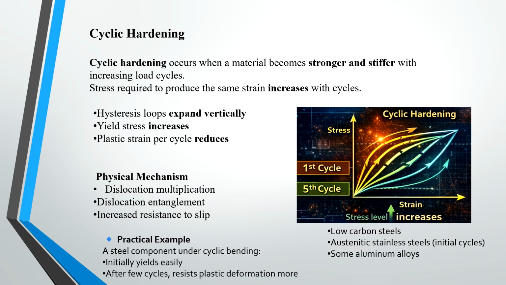So the practical example here is a steel component under cyclic bending. Okay, initially it yields easily, but after a few cycles it resists the plastic deformation more. This is some of the practical example for the cyclic hardening.